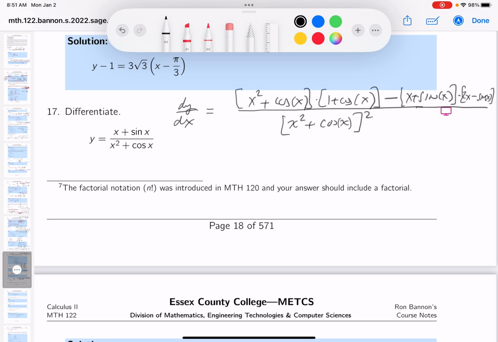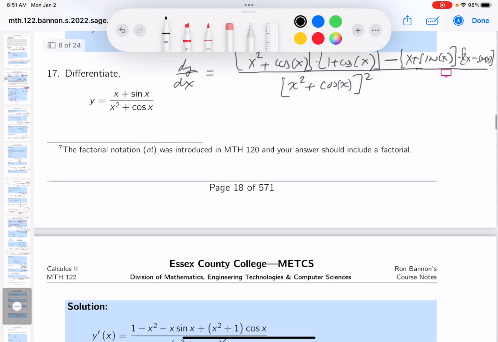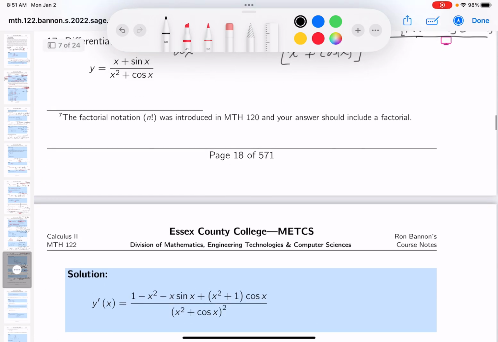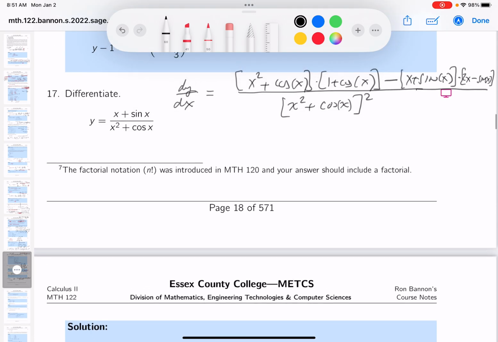Okay, I don't think simplifying that's going to really pay off, but let's just take a look and see if we got that. And it looks like they did a little simplification. It doesn't really add much to it. Let's go through that. All right, let's put that down. So dy/dx, the bottom is x squared plus cosine x, that whole thing squared. Not much you can do about that.